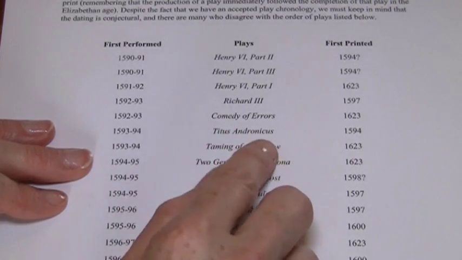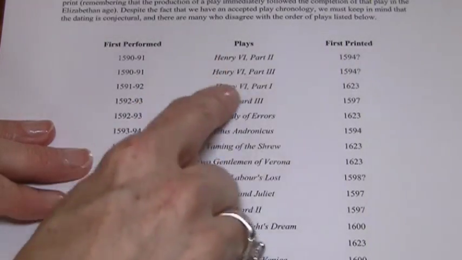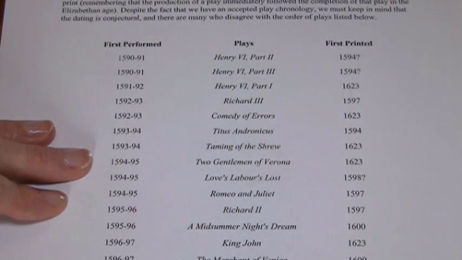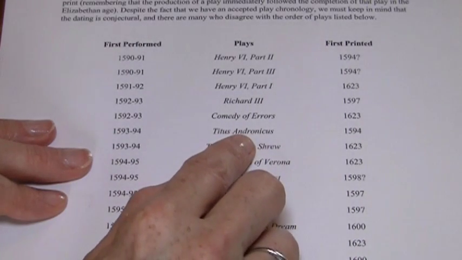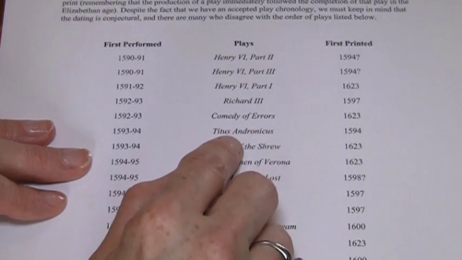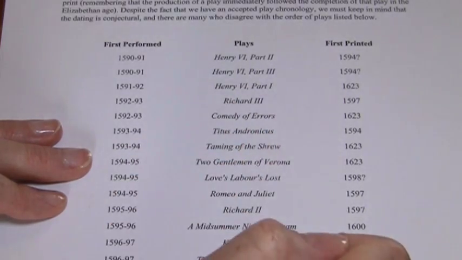Titus Andronicus as well comes from Roman history. So I'm looking at my English history and I'm looking at Roman history here. Seneca is the Roman tragic playwright that he's looking at to write Titus Andronicus. I'm looking at the Romans for inspiration.